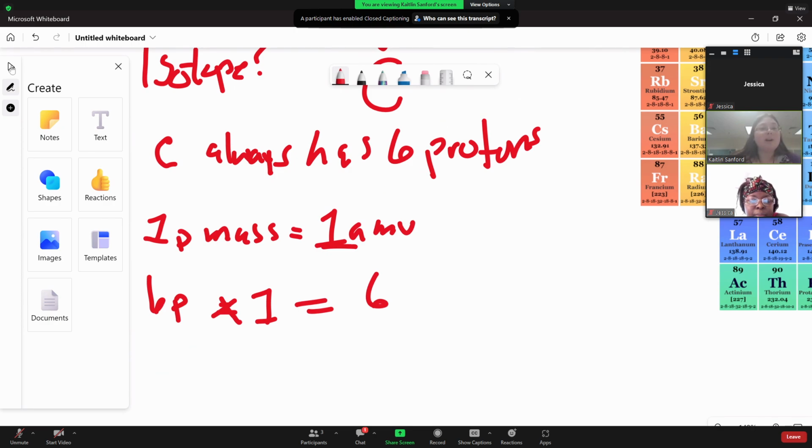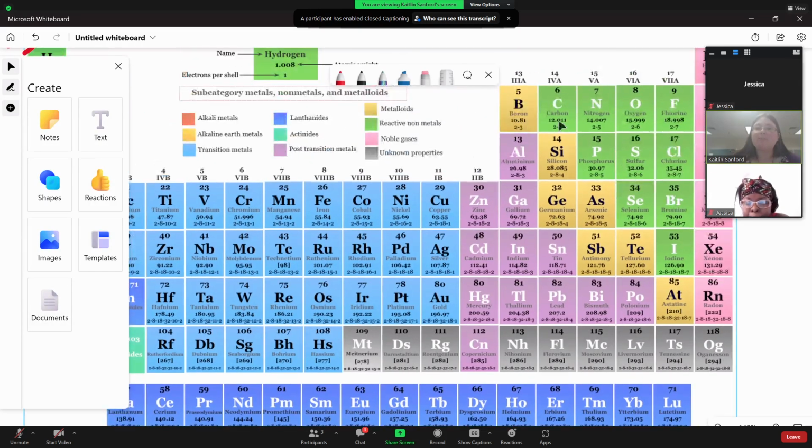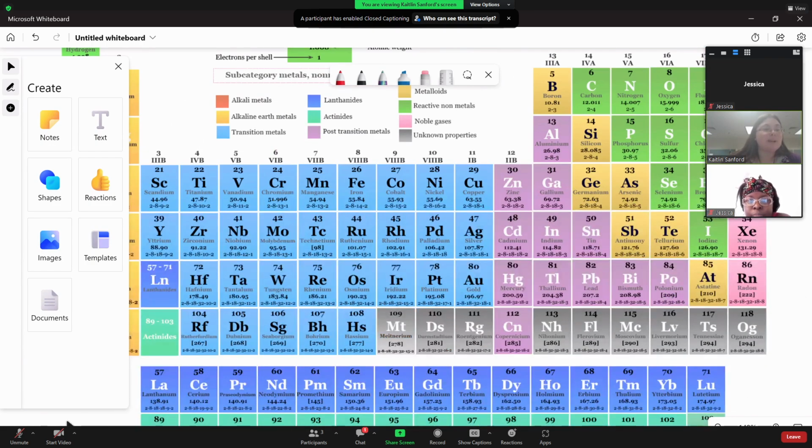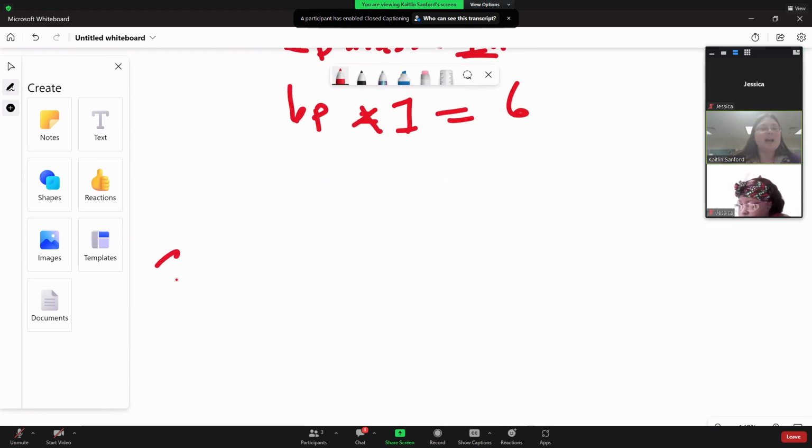So let's take a look at the mass number, the atomic weight, of carbon. Okay. This is the average of all the different isotopes. Let me give you a couple isotopes I'm going to make up. Okay. So let's say we have an isotope of carbon-12. And we also have an isotope of carbon-14. Okay.